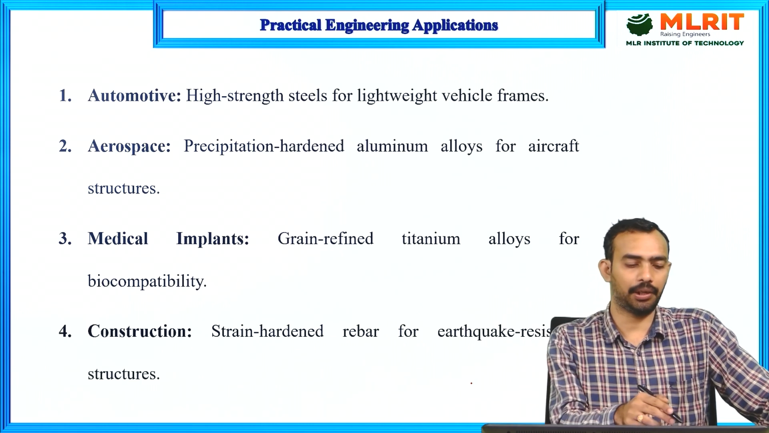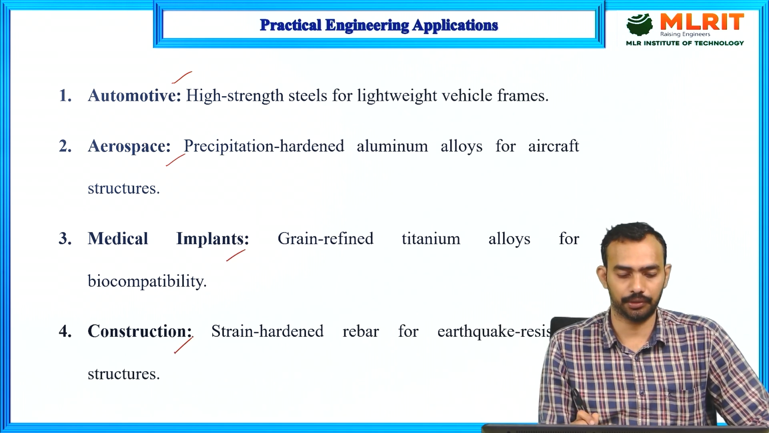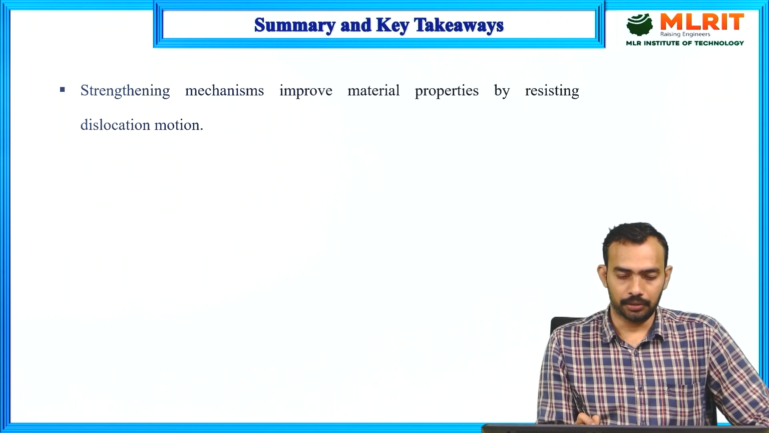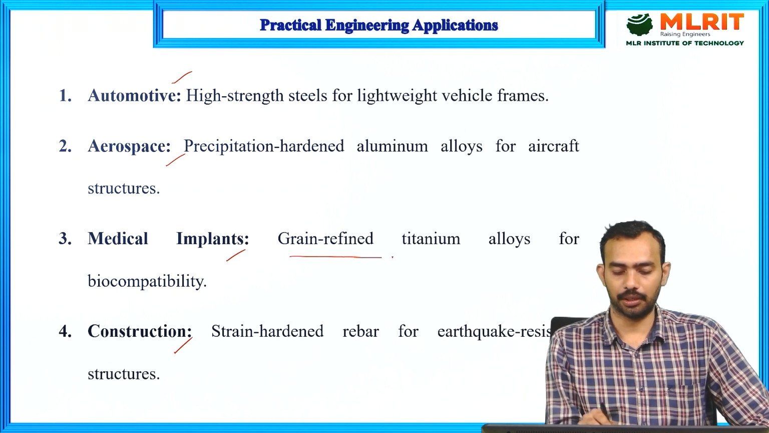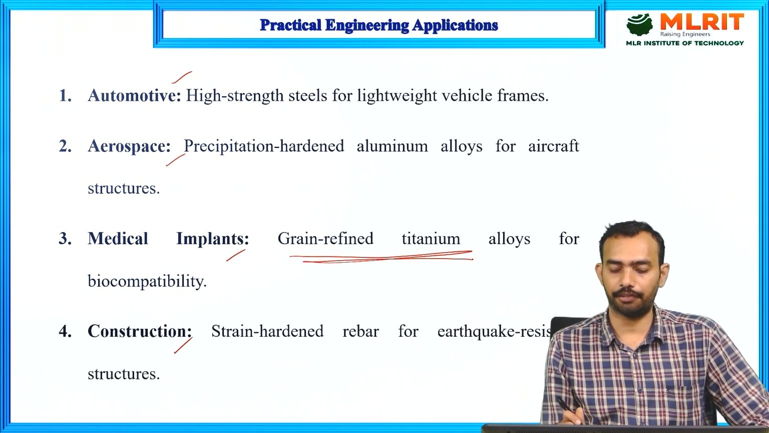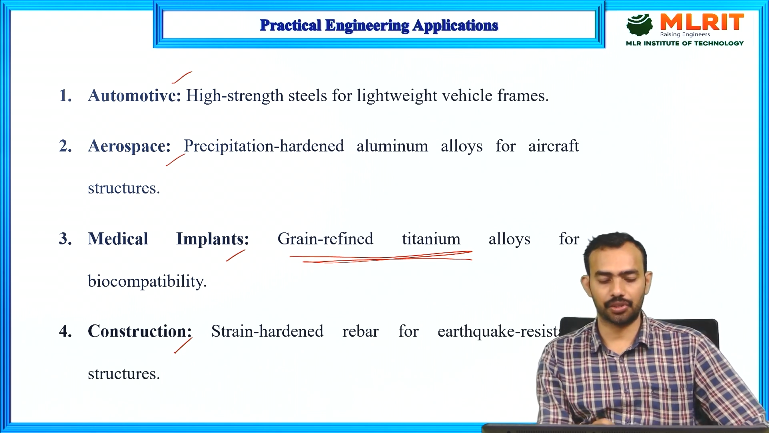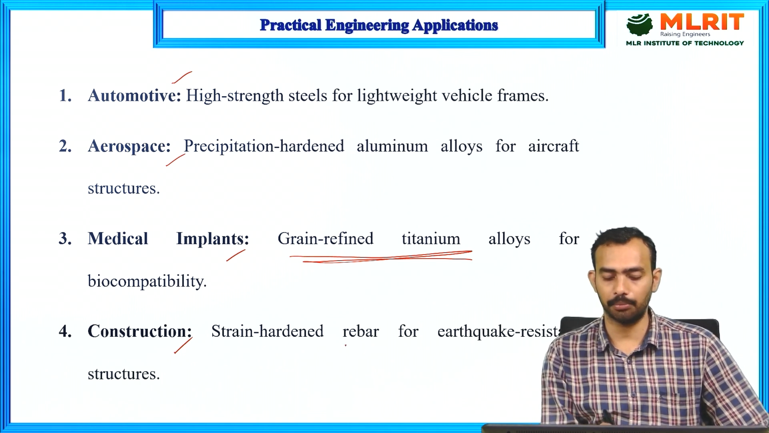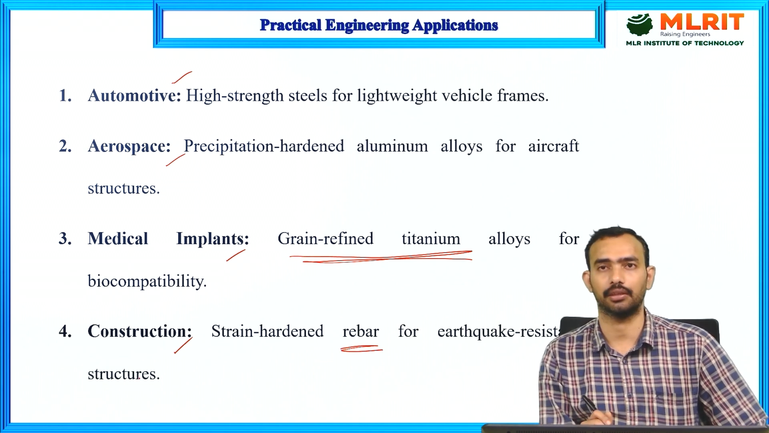So we have applications in the automotive segment, aerospace, medical implants and construction. In the case of medical implants, grain refined titanium alloys can be used for biocompatible applications. Then in construction, we use strain hardened rebars in composite applications for earthquake resistant structures.